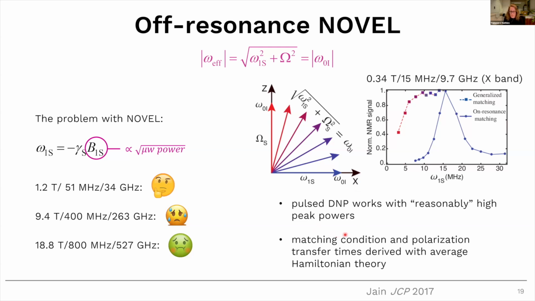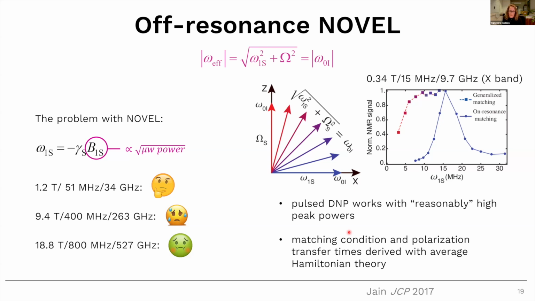Now, what was also an important thing that came out of the experiments that we did is that we realized that you can derive the matching condition for NOVEL, and also the polarization times, theoretically using average Hamiltonian theory. That's a theoretical tool that's commonly used in solid-state NMR and magic angle spinning NMR to design recoupling and decoupling pulse sequences. This is something that Sheetal also discussed in his tutorial. I don't want to go into that today.